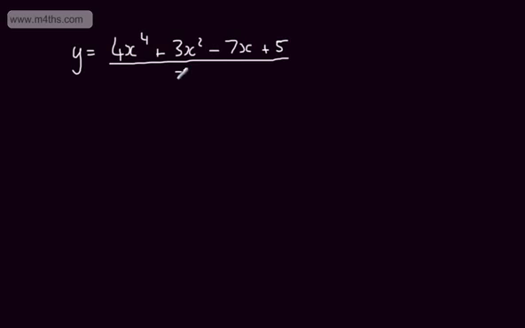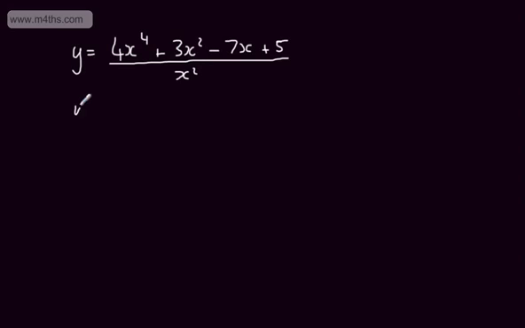In this video, we're going to look at the quotient rule. In the past, we've looked at differentiating algebraic fractions by splitting the fraction up and differentiating term by term. An example might be y is equal to 4x to the power of 4 plus 3x squared minus 7x plus 5 all over x squared. So we'd look at splitting this up.